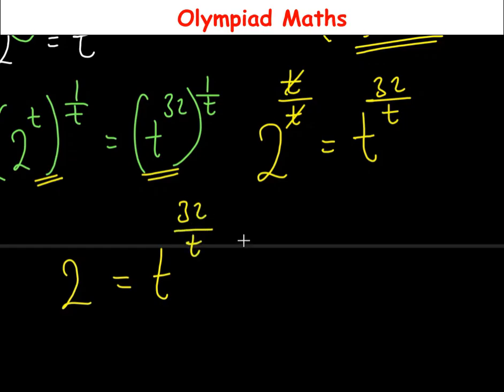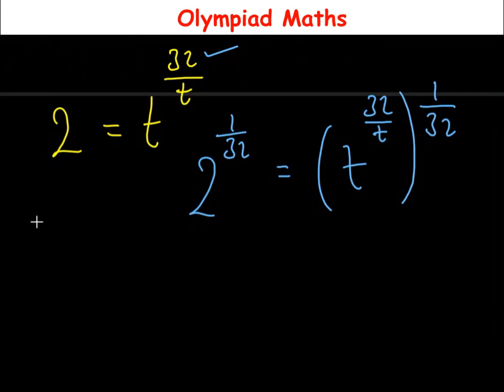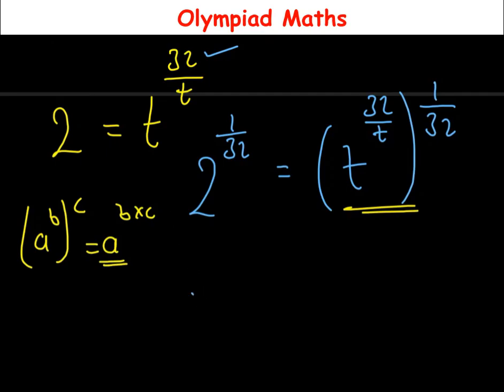So with this, the next thing for us to do is to eliminate 32 from here. And to do so, we're going to multiply both sides of the equation with power 1 over 32. So this becomes, we have 2 raised to power 1 over 32 is equal to, in bracket, t raised to power 32 over t, then multiplied with power 1 over 32. This is then equal to, applying this formula, that if you have, in bracket, a raised to power b, all raised to power c, this equals a raised to power b times c. Applying this right here, we have it that 2 raised to power 1 over 32 is then equal to t.